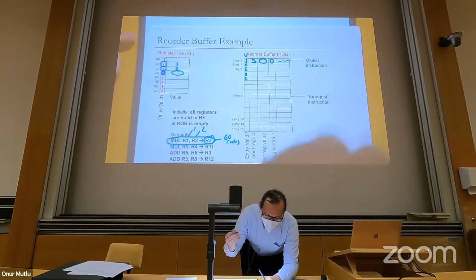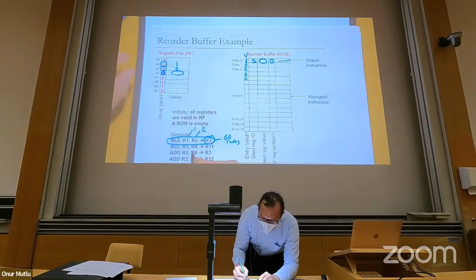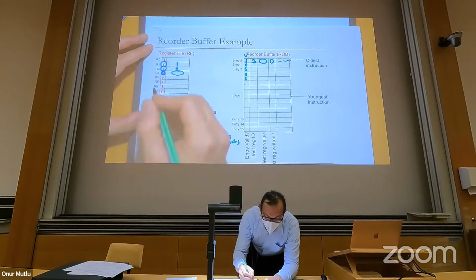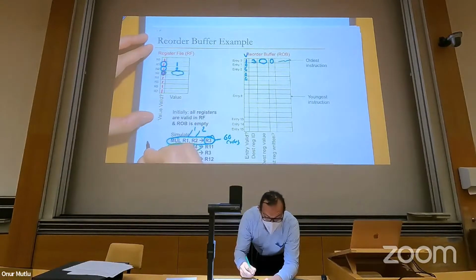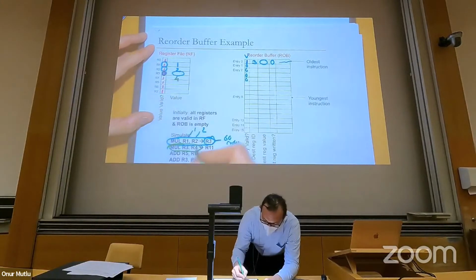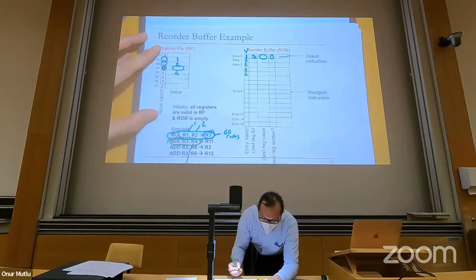I don't know, maybe 60 cycles. Maybe we don't need that information, but the second multiply comes in. So it basically looks at R3 and R4, right? R3 is not valid. Okay, so I cannot get the value from here. R4 is valid. Let's assume that it's 4. So I get 4 over here in the next cycle this is happening.